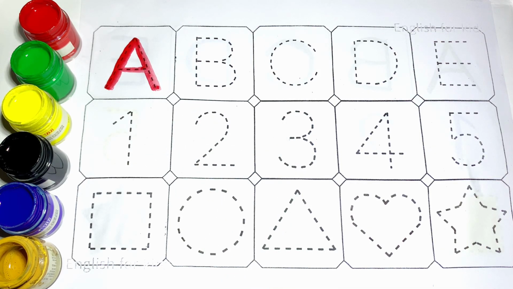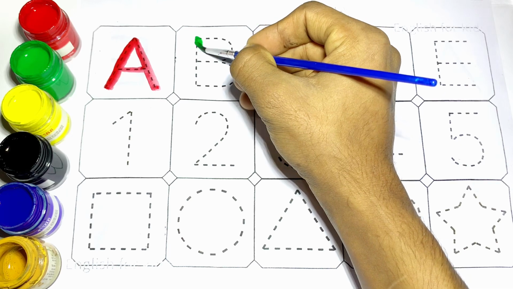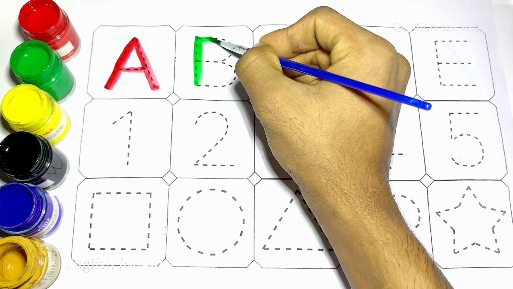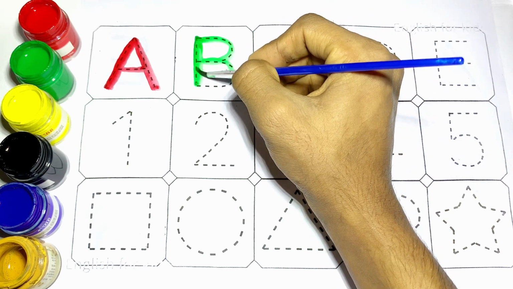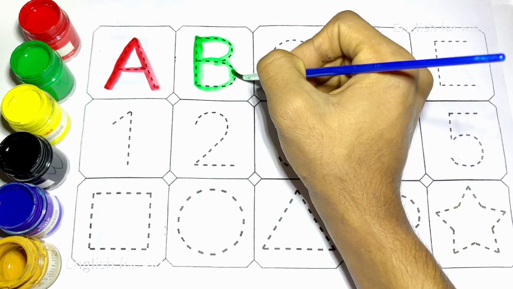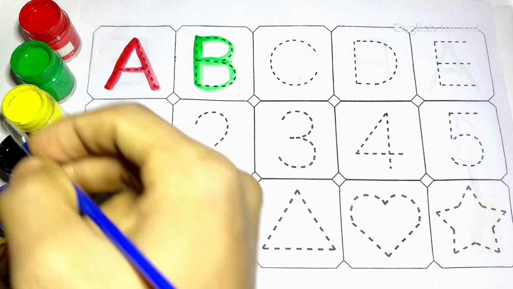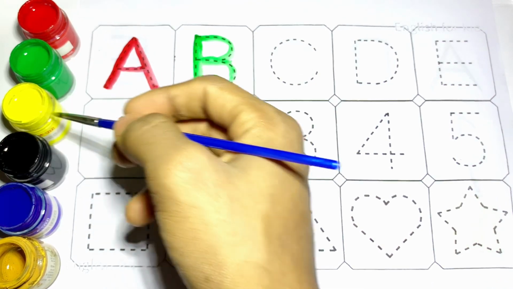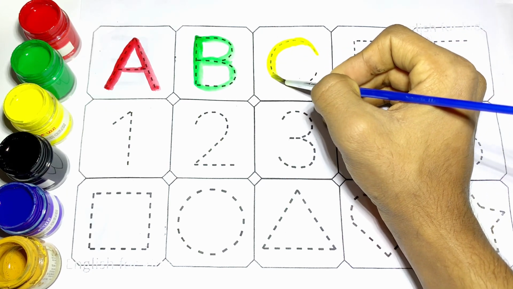B for ball, B for bat, and use green color, the alphabets of B. Kids, now draw C. C for cat, C for cow, and use yellow color, the alphabets of C.